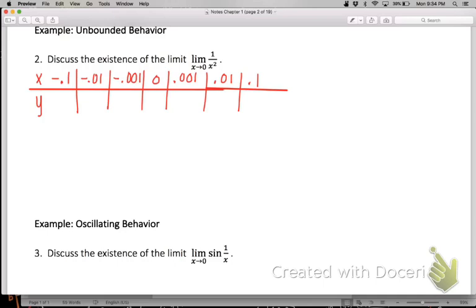So 1 divided by x squared, these are the values that we get. As I approach 0 from this direction, you can see my numbers are getting increasingly larger: 100, 10,000, a million. Same thing as I go this direction. So they're both getting ridiculously large very, very quickly as I approach 0.